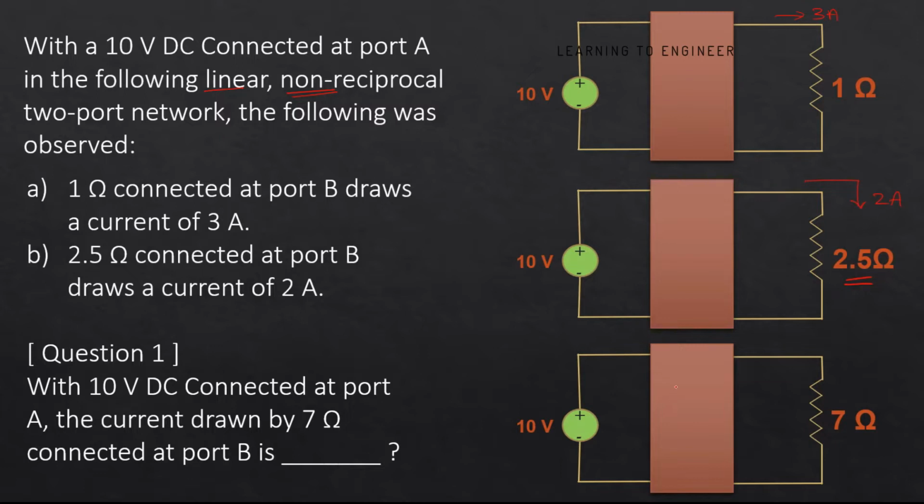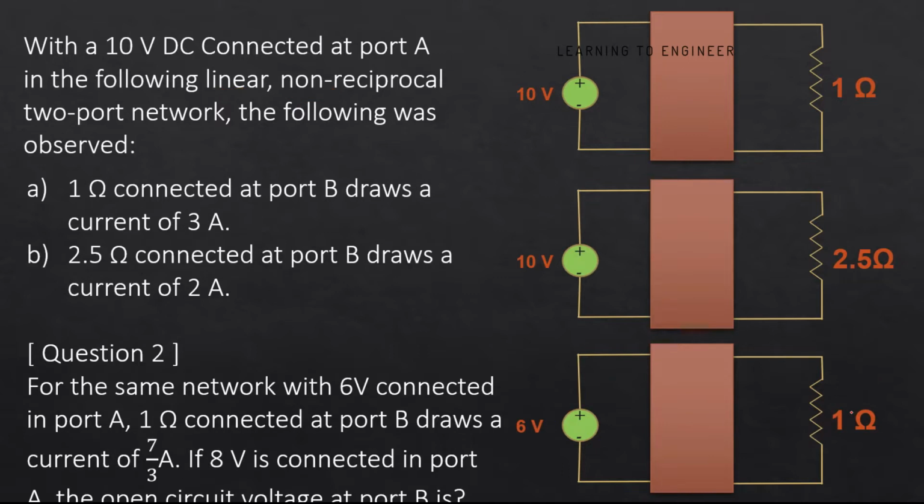The question 1 is, with 10 volt DC connected at port A, the current drawn by the 7 ohm connected at port B is dash. The second question in this same scenario is, for the same network with 6 volt connected at port A and 1 ohm connected at port B, draws a current of 7 by 3 ampere. If 8 volt is connected in port A, the open circuit voltage at port B is dash.